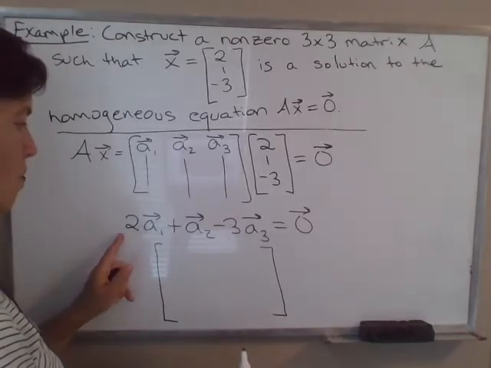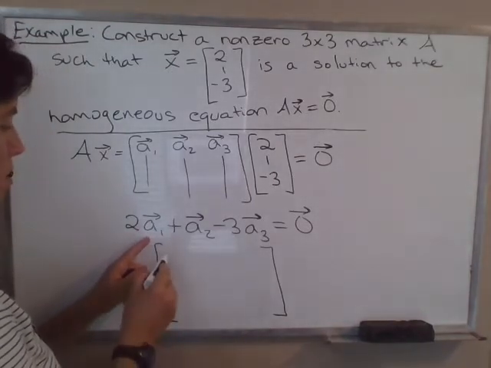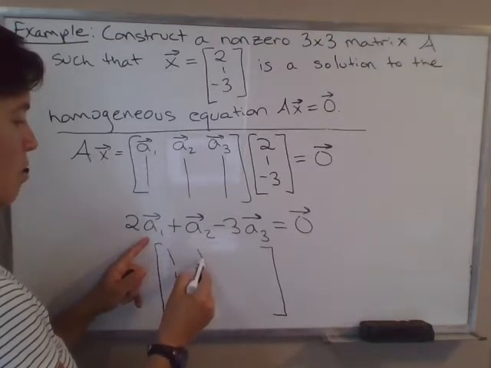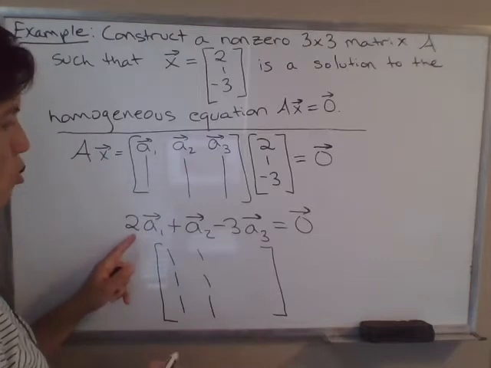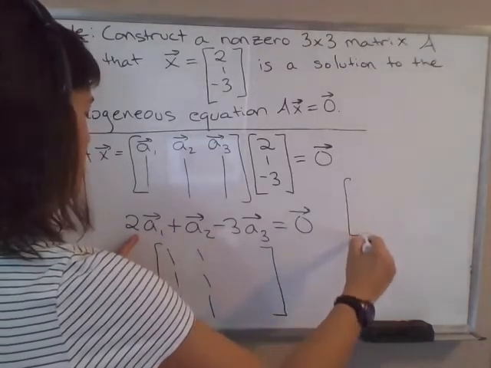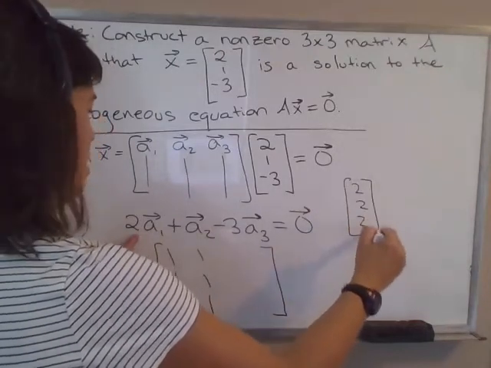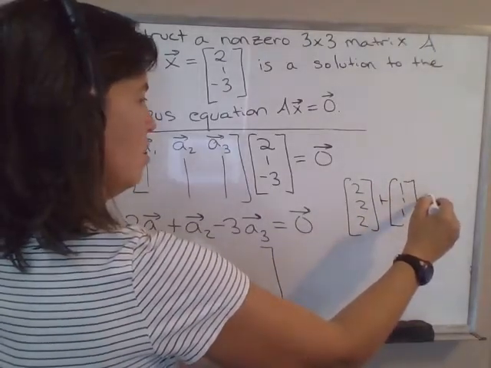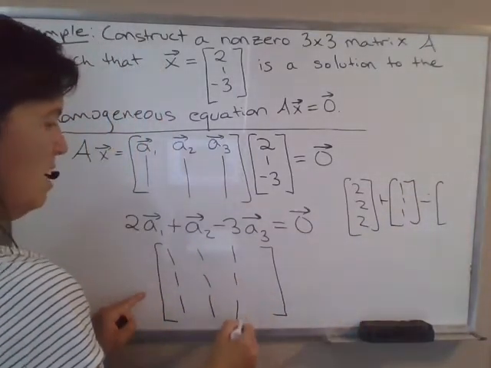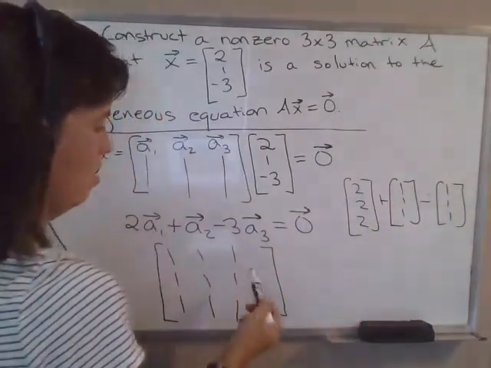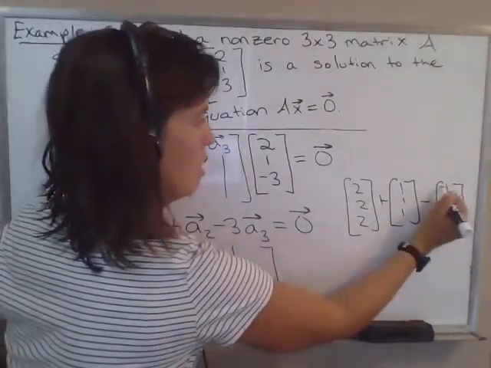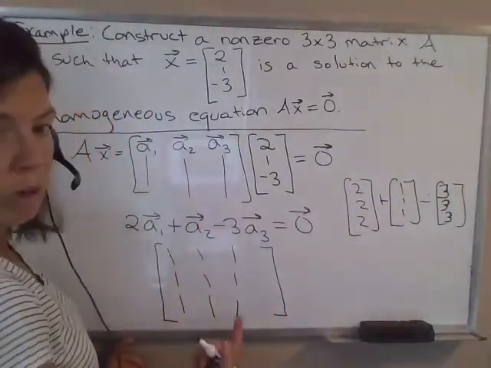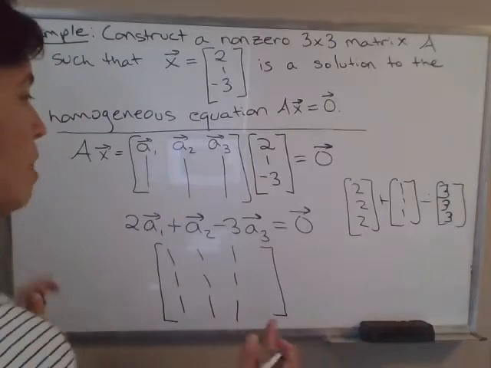As an example, let's say A1 is all ones, (1, 1, 1), and A2 is also all ones. Then 2 times A1 would be (2, 2, 2), plus A2, which is (1, 1, 1), and then minus 3 times (1, 1, 1), which is (3, 3, 3). So that'd be 3 minus 3 in each entry. Yes, this works. A 3 by 3 matrix with all ones is one way to make this work.